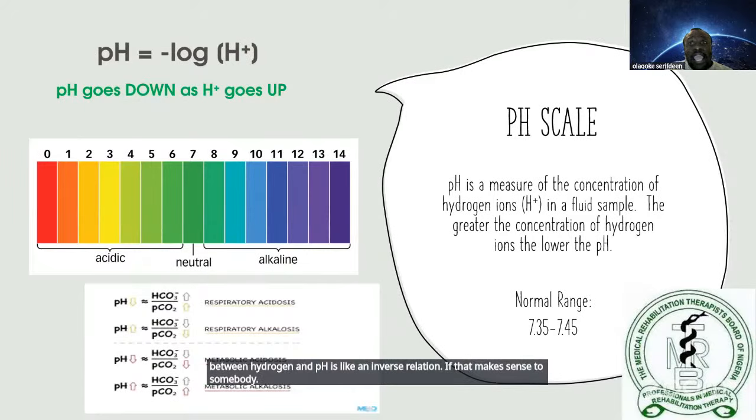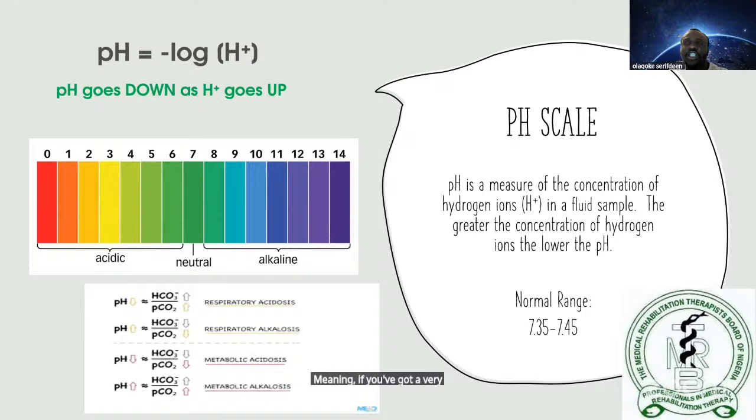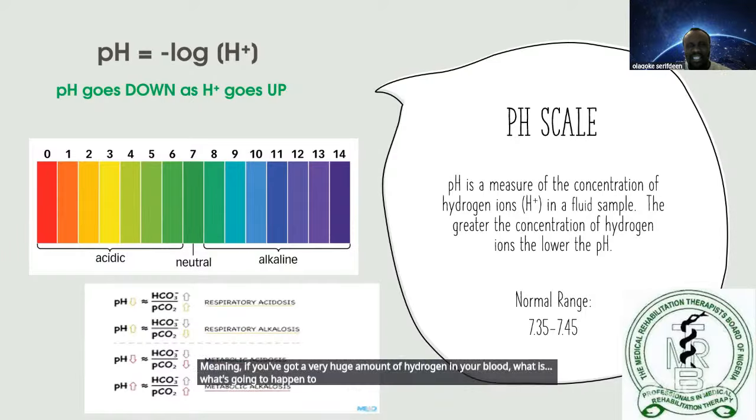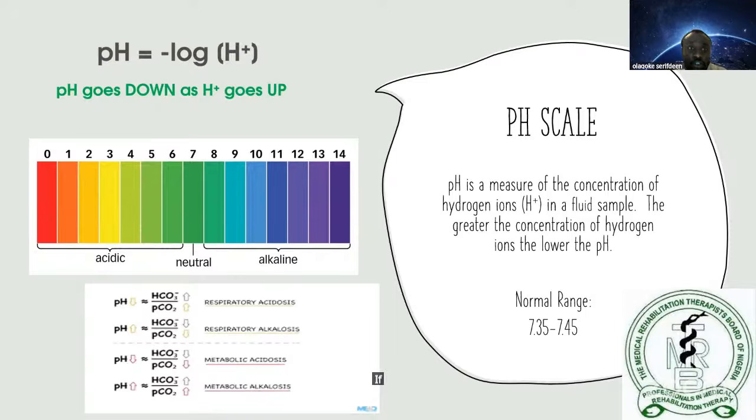Meaning, if you've got a very huge amount of hydrogen in your blood, what's going to happen to pH? The pH will start dropping. That's what it means. And again, let's say you've lost a lot of hydrogen ions due to some reasons in your body, we're going to discuss those reasons. If you've lost some hydrogen ion in your body, what is going to happen to your pH? Your pH will start going higher.